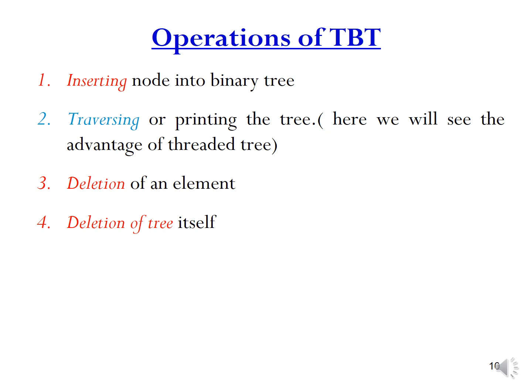If we talk about the operations of the threaded binary tree, we deal with four operations. First is inserting a node into the binary tree, where we insert the new node in the existing tree. Then traversing or printing the tree, where we will see the main advantage of the threaded binary tree. The third is deletion of an element, and then deletion of the tree itself. These are the four operations, but we will focus only on two. First we will focus on traversing, and then we will see how we can insert a node in the threaded binary tree.